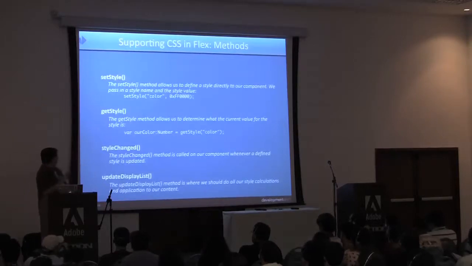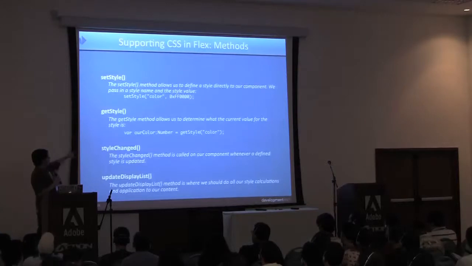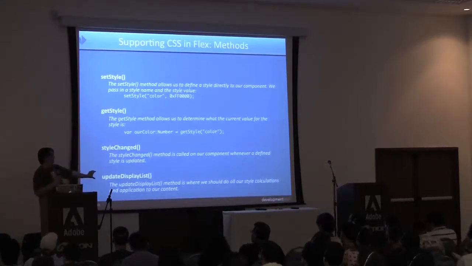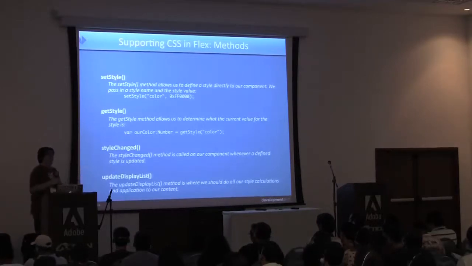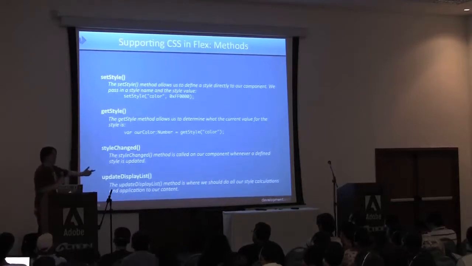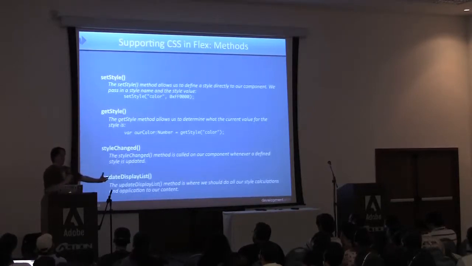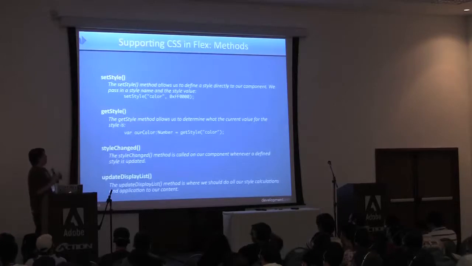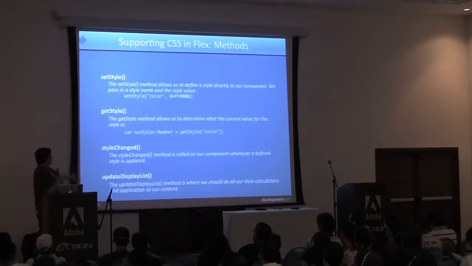Then finally, we have updateDisplayList. styleChanged is a way to know when a style changed, and at that point we call updateDisplayList, which is the method on UIComponent that we can override that allows us to actually apply our style. In updateDisplayList, we would call getStyle to determine what's changed, and then we could redraw the component, we could re-lay out the component, we could do whatever we needed to do to the display in that method.